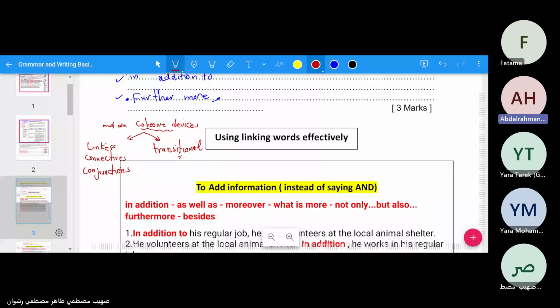Yes. When you end the first sentence and the next sentence is connected to it somehow, you put at the beginning of the second sentence a linking word such as, for example, however. Then you put a comma. Then you start the second sentence. Thank you, Abdurrahman.